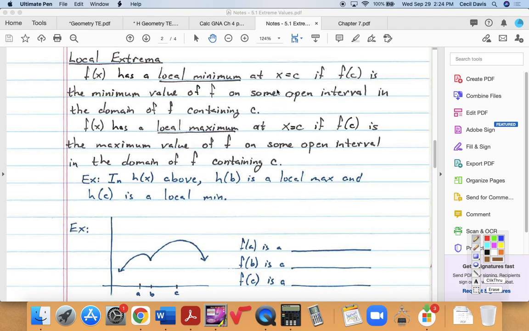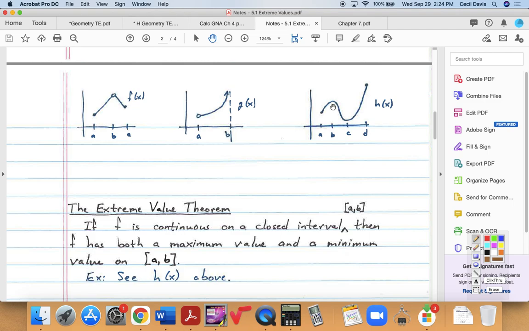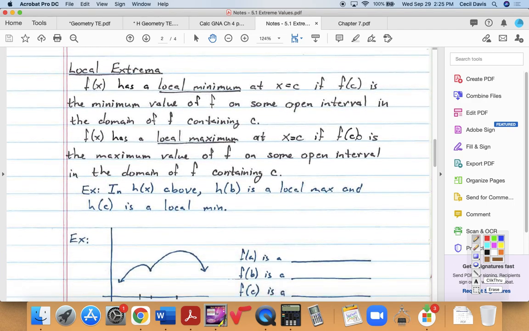So if we go back to h of x up here, h of b is a local maximum. It is a maximum in some small interval. If you stayed in between a and c, for example, this would be the highest point. So if you take a restricted domain and it's the highest point in that restricted domain, then it's a local maximum. Now, c is both a local minimum and the absolute minimum. It's the lowest point around it, and it's the lowest point on the entire graph. So it can be both.